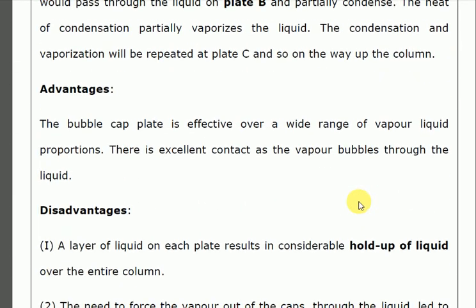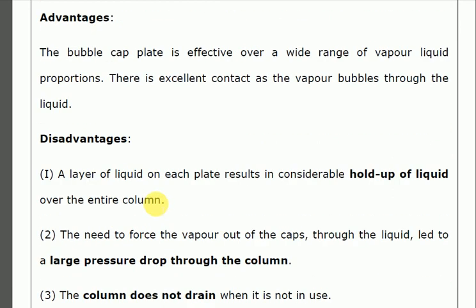Now, what is the advantage? The bubble cap plate is effective over a wide range of vapor-liquid proportions. There is excellent contact as the vapor bubbles through the liquid, meaning condensation takes place much faster. Now, what is the disadvantage? The liquid will be held up. Some liquid will remain on the plate. This is one of the disadvantages.